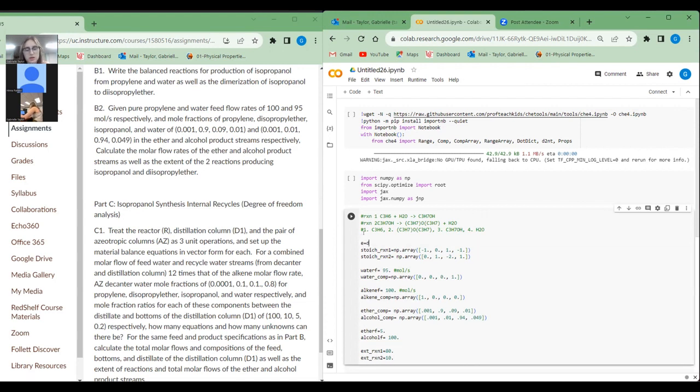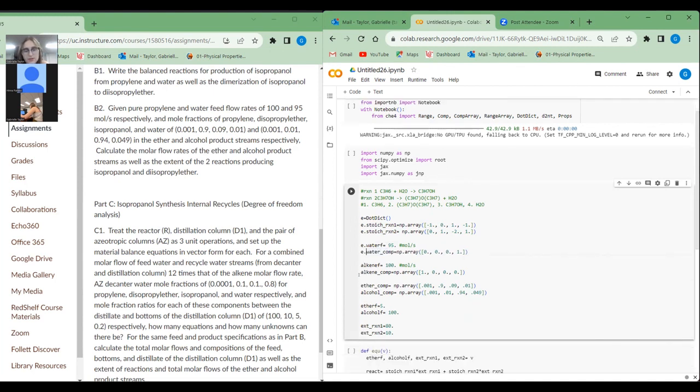So let's do E equals dict, and then just some parentheses, okay? And so in front of each variable that we have, like the stoichiometry, we're just going to put the E in all of this. So when you do this, it's going to save all of these functions that we have into this library. Okay, and then the alkene comp, and then the ether comp. So all of this stuff is going to be put into this dictionary.